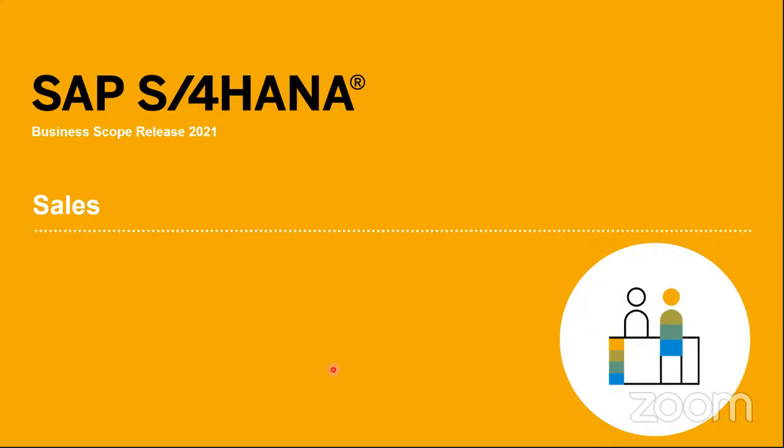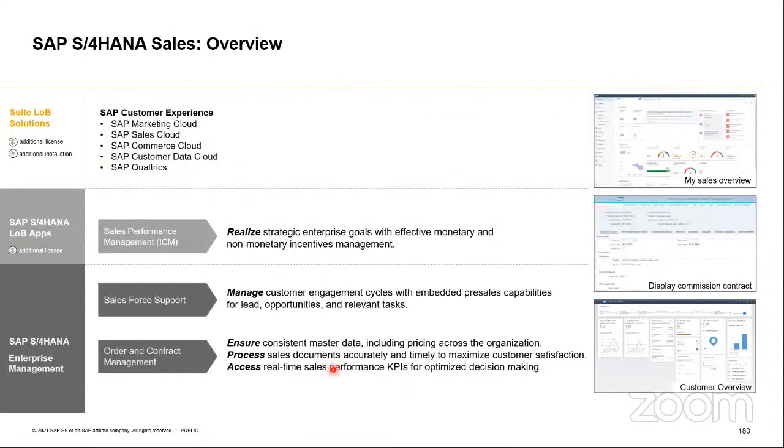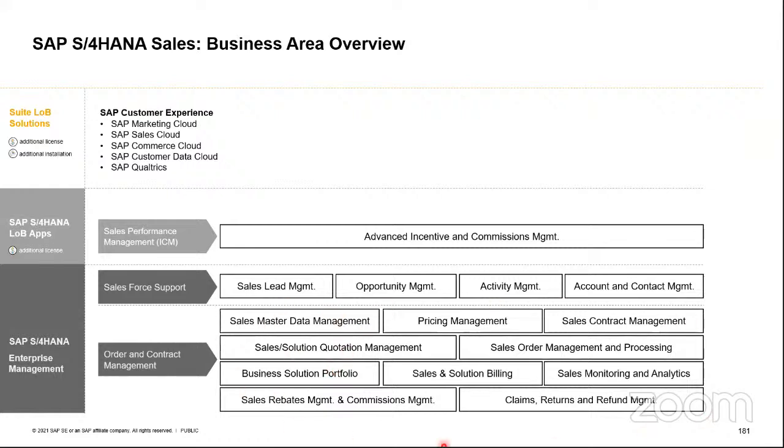Then on the sales side, I'll cover it quickly because there's not that much of a change. The normal order and contract management process is supported, so your whole quotation, order, pricing, all that is possible. In some of the earlier releases, Salesforce support came in, so you can manage leads, opportunities, activities, and account and contact management within SAP S/4HANA itself. Incentive and commission management is an additional solution so that you can plan your sales force incentives and commissions. And then there are the LOB solutions: marketing, sales cloud, commerce cloud, customer data cloud, etc., and Qualtrics for feedback. If you're using CRM, then you need to decide on your strategy for when you want to move out of CRM, and which solutions you will need to move to depending on your scope of usage within CRM.